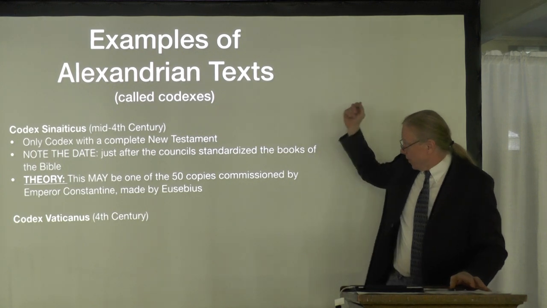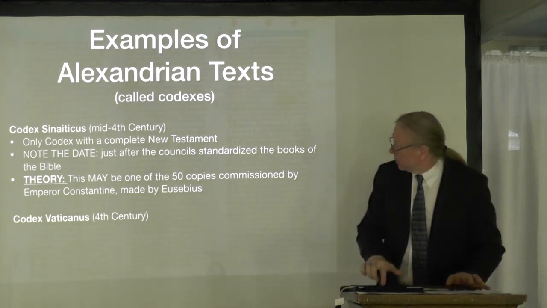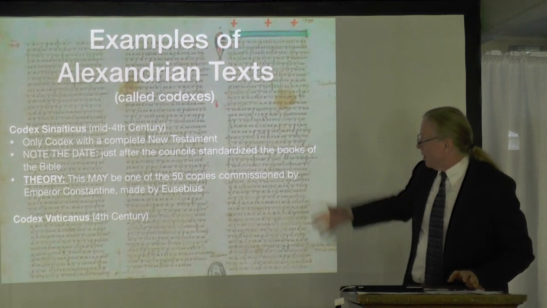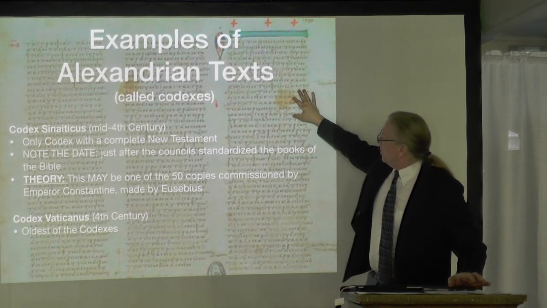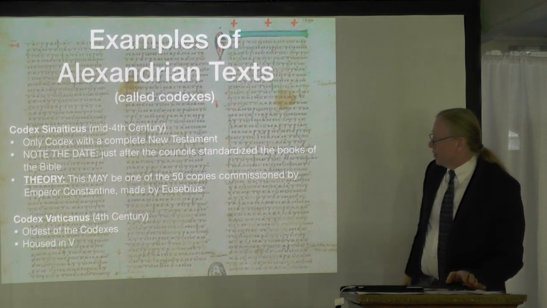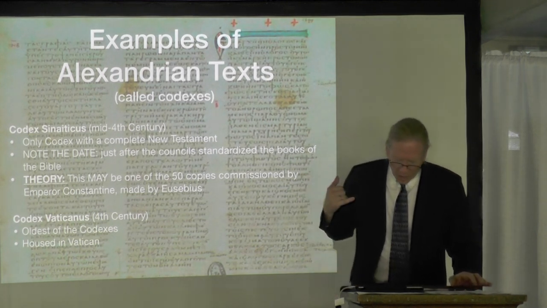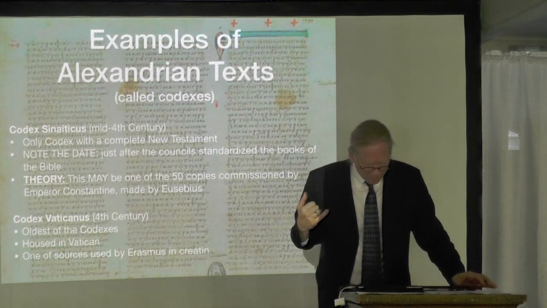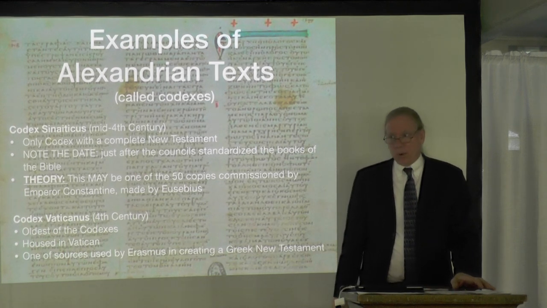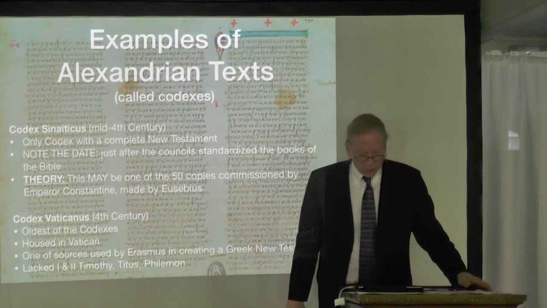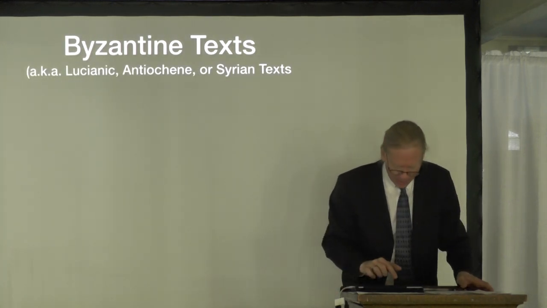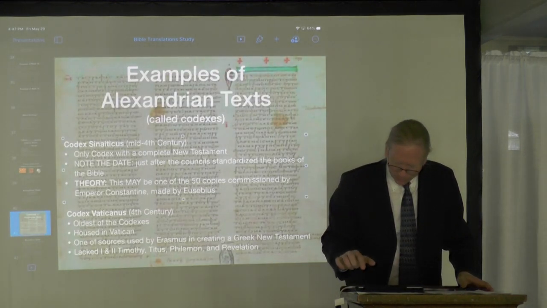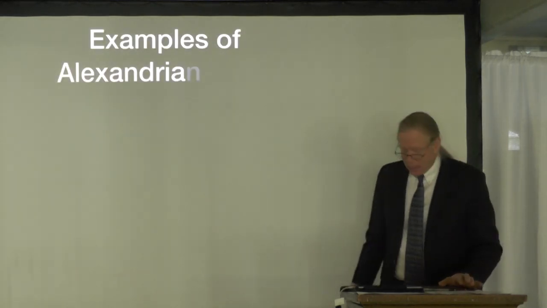Some other examples of, this is kind of cool. I'm sorry that didn't come up. This actually is a copy of the Codex Sinaiticus. There's another copy, Codex Vaticanus, another one that the King James only folks are critical of. It dates all the way, oh, that's no good. I'm going to go back to that. There we go. Let's get to that.